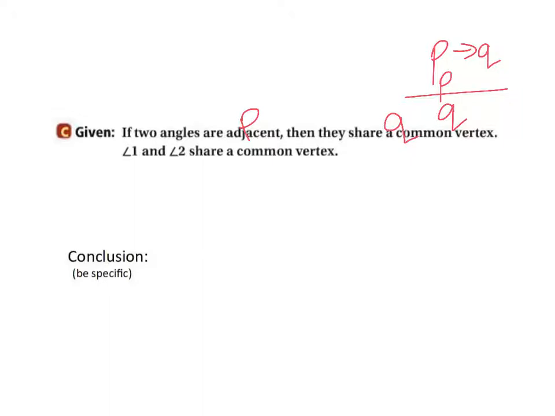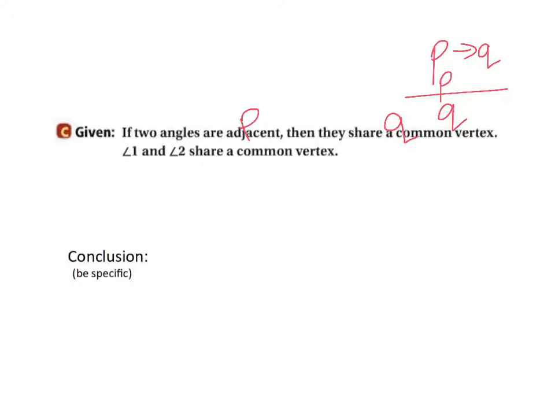It's got to follow the same pattern. If two angles are adjacent, then they share a common vertex. That's P, and if P, then Q. So that's the first part. Then did they come back and give you P? Did they talk about two adjacent angles? Angle 1 and 2 share a common vertex. They didn't. They actually came back and gave you Q. All right, that doesn't work.